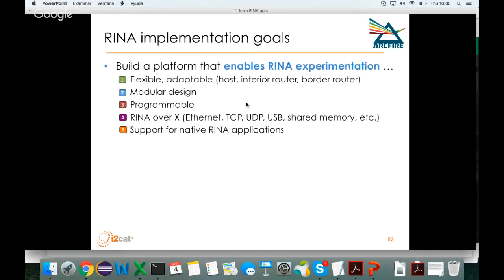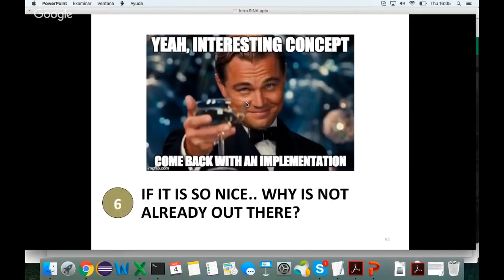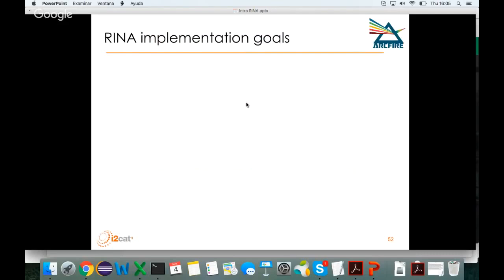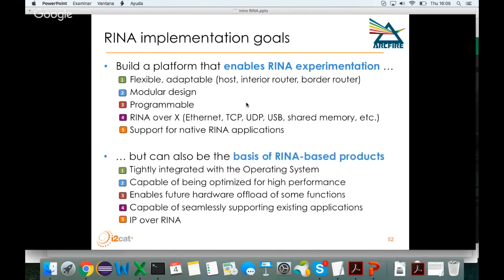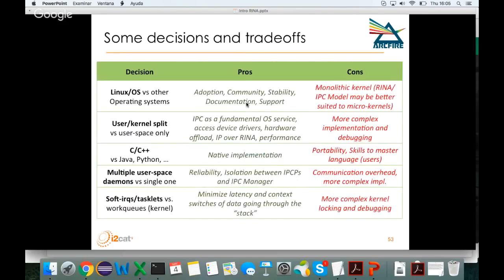What we are doing right now is implementing prototypes that we are using in our research projects, but they are open source, so you can also use them if you want. Here I'm going to mention one, which is called IRATI. It was built at the beginning for experimentation, but also so that it can in the future be a basis for a RINA-based product. It is a Linux implementation, which has the functionality of RINA split between user space and the kernel. It is implemented in C and C++.